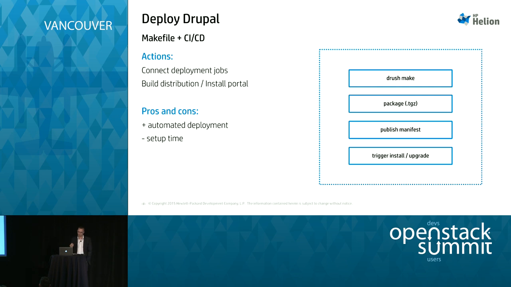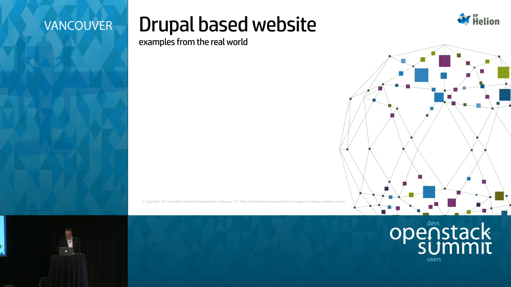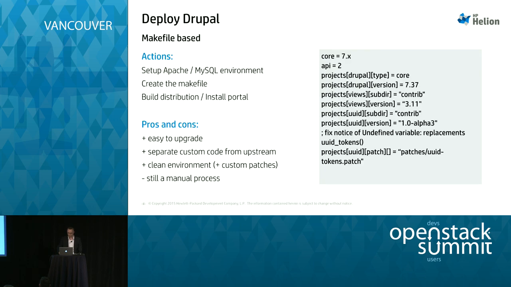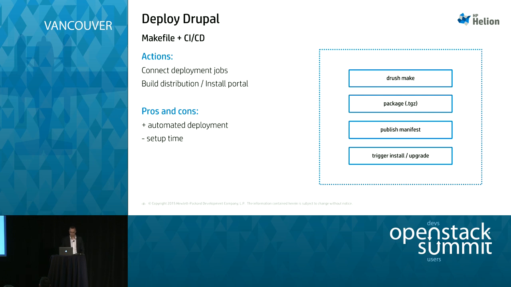I guess the ultimate solution we are using is that we combine this makefile with continuous integration and continuous deployment systems. We are using that in the OpenStack infrastructure. At the end of this process, in the post-building stage, we are just using a makefile and rebuilding the entire portal from scratch and deploying it into the staging system. So it is definitely the ultimate way we need to use Drupal in an enterprise environment.